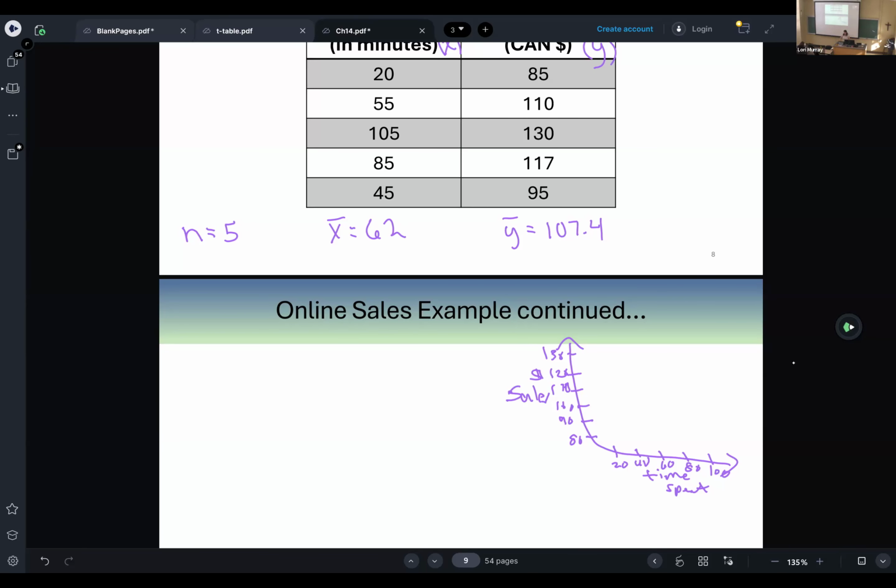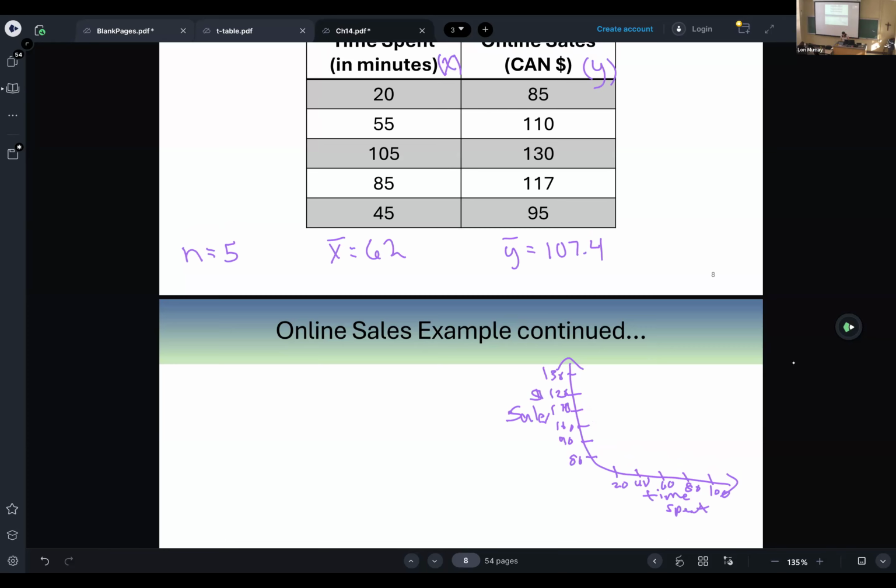Right, because customer 1 spent 20 minutes. Yeah. Right, it's looking like with these 5, just by inspection, the more time spent on the chat, the more money was spent. So what kind of relationship is that between these two quants? Positive correlation, yeah.